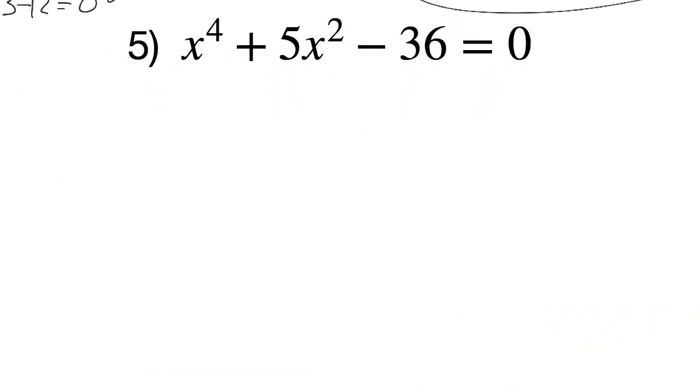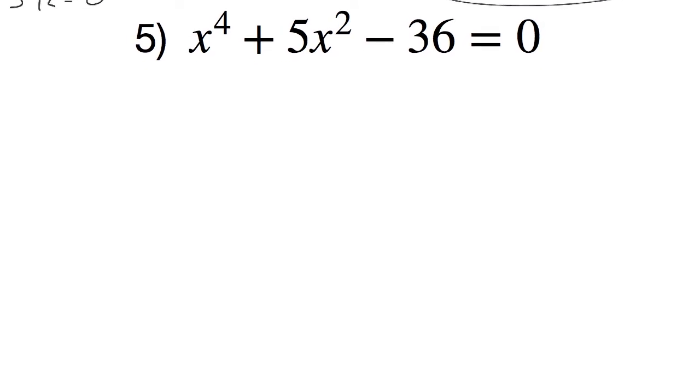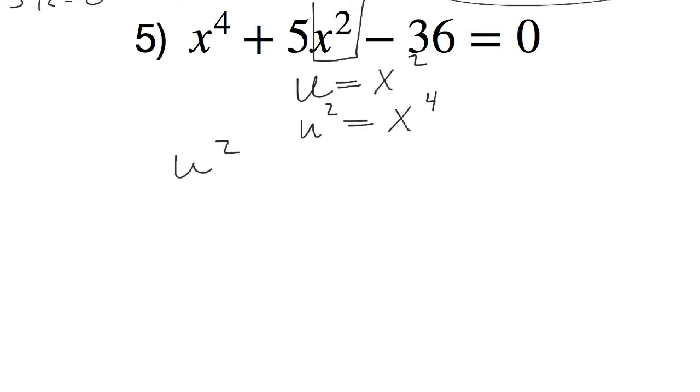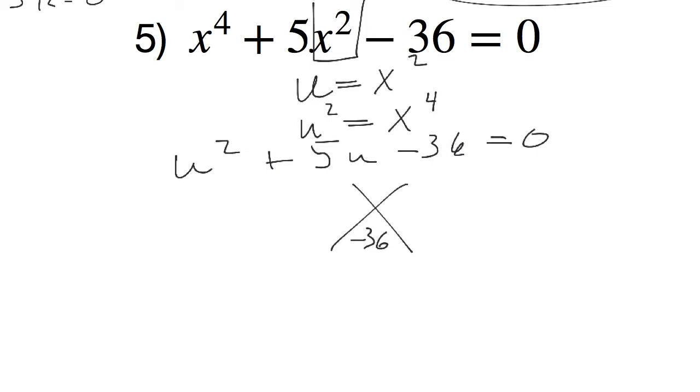Next, here this looks like it could be, oh yeah, another u substitution, letting the variable part of the b term be the u. So u is equal to x squared, and therefore u squared is going to equal x to the fourth. So that means we get u squared plus 5u minus 36 is equal to 0. When you factor this, you have to ask yourself what two numbers multiply to negative 36 and add up to 5. That's positive 9 and negative 4.